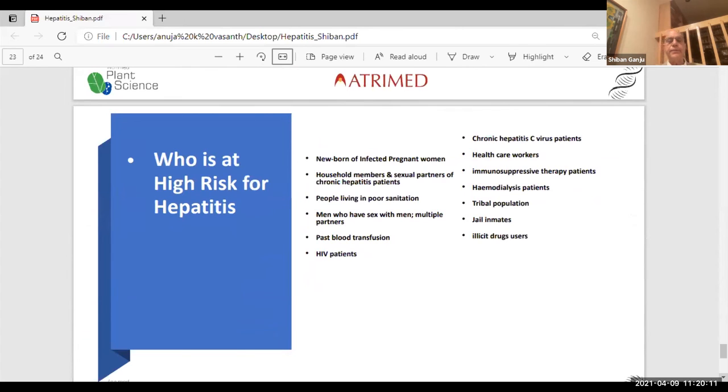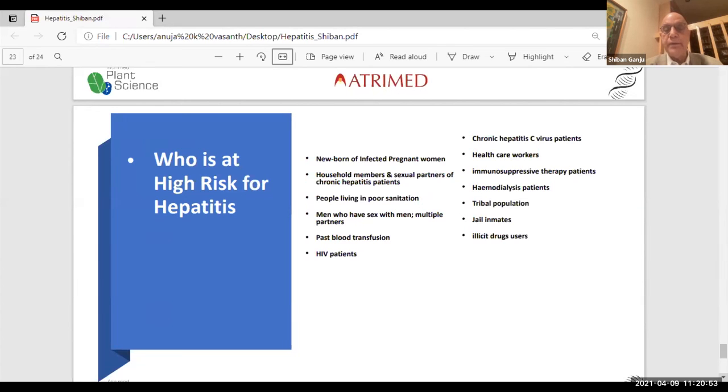Now we, as doctors, have to be aware of who's at high risk for hepatitis, who should be screened, and who we should suspect could have hepatitis in our clinical practice. I'll just read it out to you. The newborn infants of infected pregnant women, household members and sexual partners of chronic hepatitis patients, people living in poor sanitary conditions, men who have sex with men and people with multiple partners, past blood transfusion, people who have HIV, and people who have chronic hepatitis C can have a B along with it.